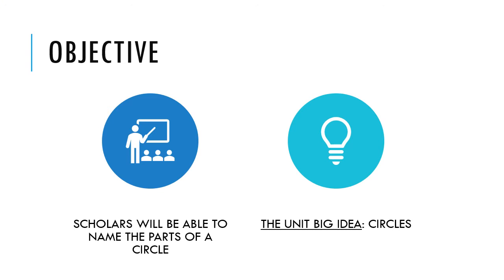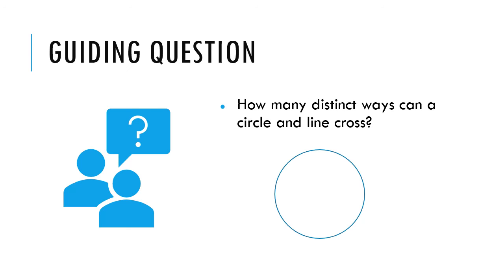So, our objective for this lesson, scholars will be able to name the parts of a circle, and of course the big idea for this unit is circles. Here's our guiding question for this lesson. How many distinct ways can a circle and a line cross? I want you to pause this video and try and figure it out. Go.